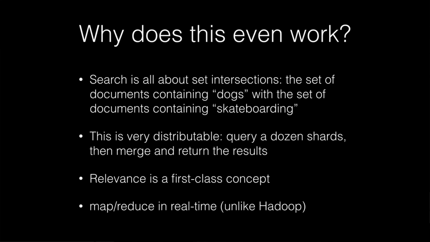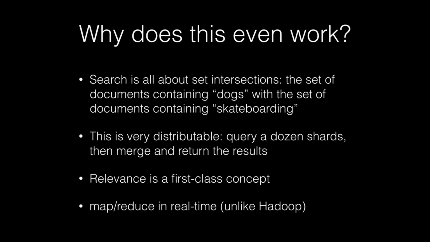I wanted to close by mentioning why this stuff even works. There's a little bit of theory that, once I understood it, gave me a much better understanding of why this is valuable. If you think about the problem of search, it's basically a set intersection problem. If I search for skateboarding dogs, the search engine goes and says, OK, find me all of the document IDs that mention dogs and all of the document IDs that mention skateboarding, and intersect those two and give me back those results.